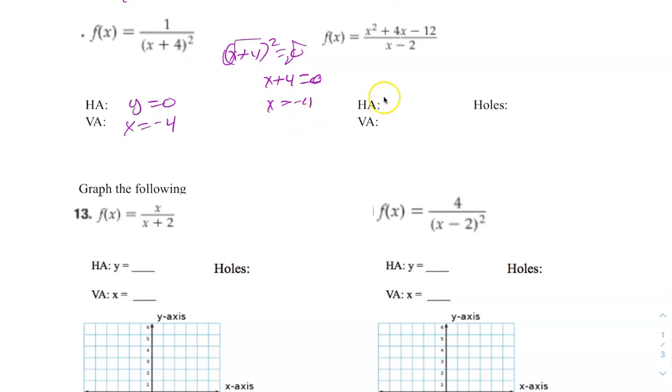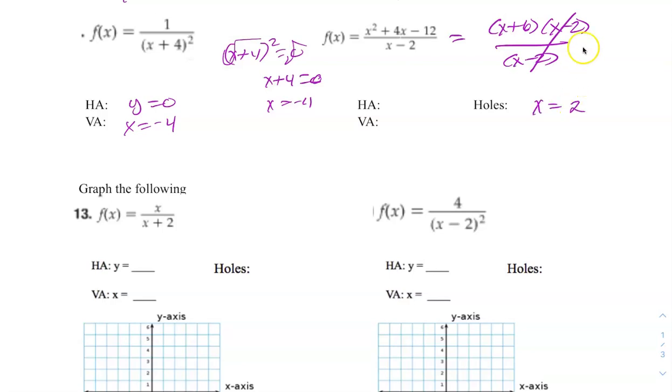There we go. Next one, this one I'm asking about holes. Remember, the way you find holes is you factor, and if stuff cancels out, much like in section 8.1, then you have a hole. So to factor the top, two things that multiply to get negative 12 and add to get 4. Looks like x plus 6, x minus 2. The minus 2's cancel out, that's our hole. So our hole will be at x equals 2.